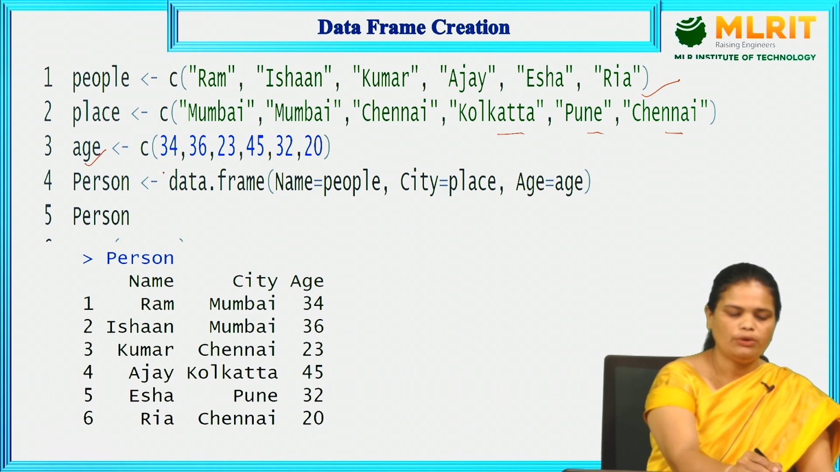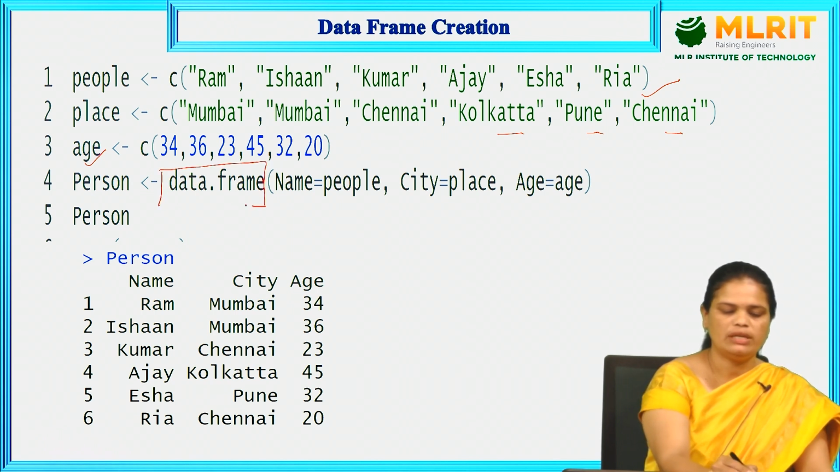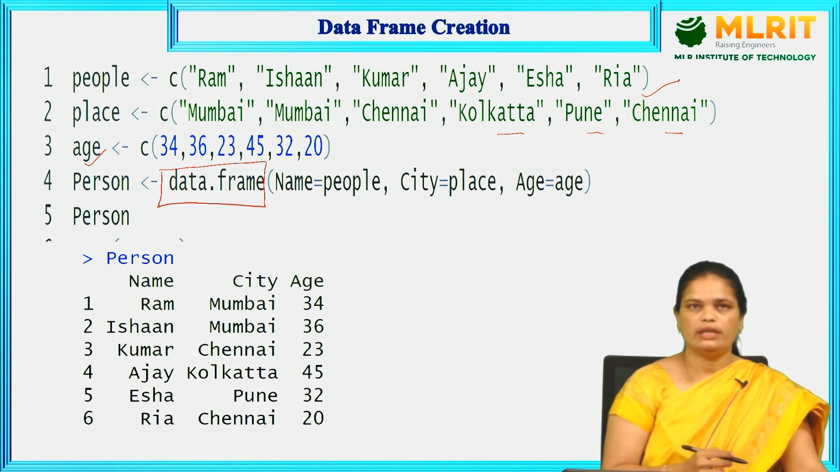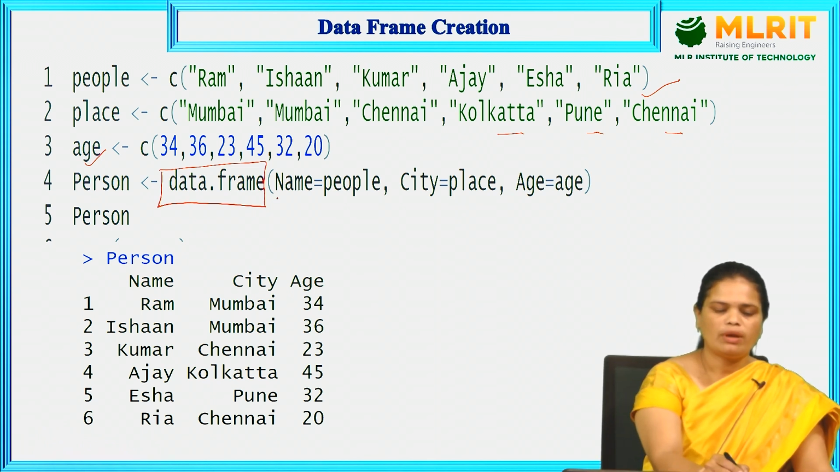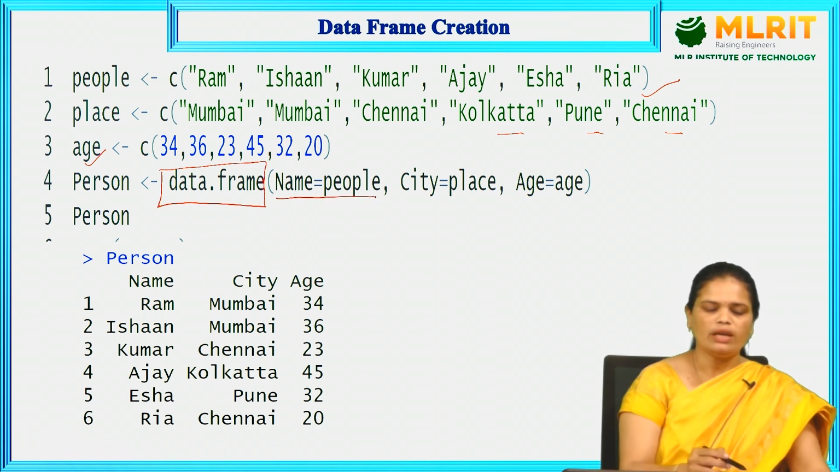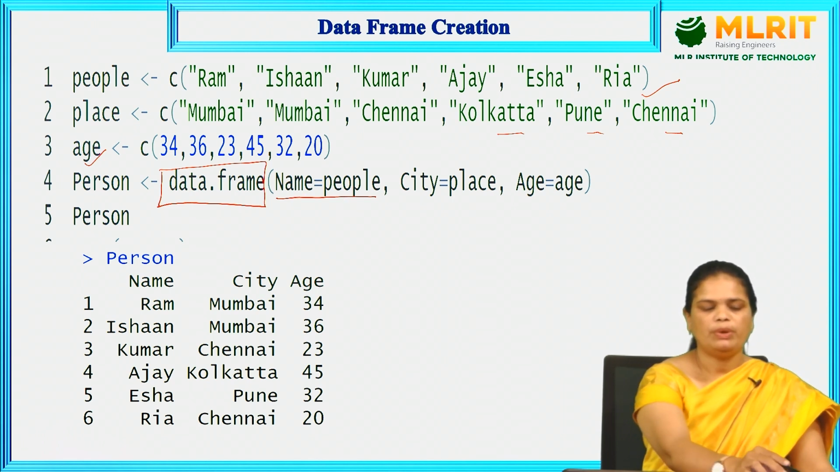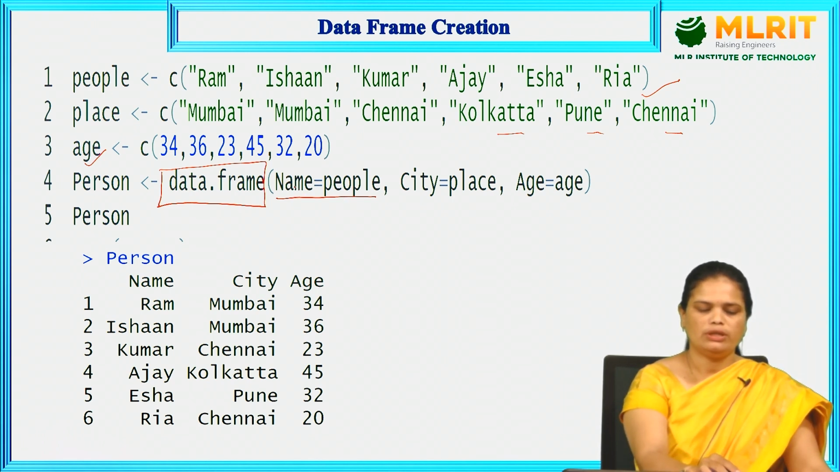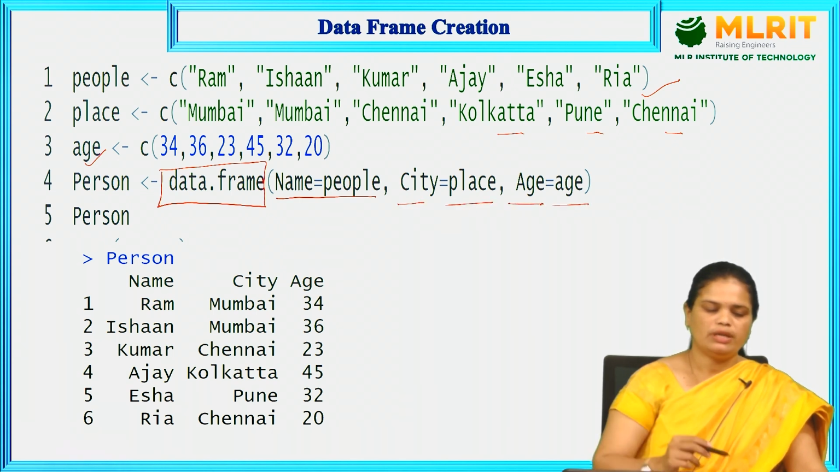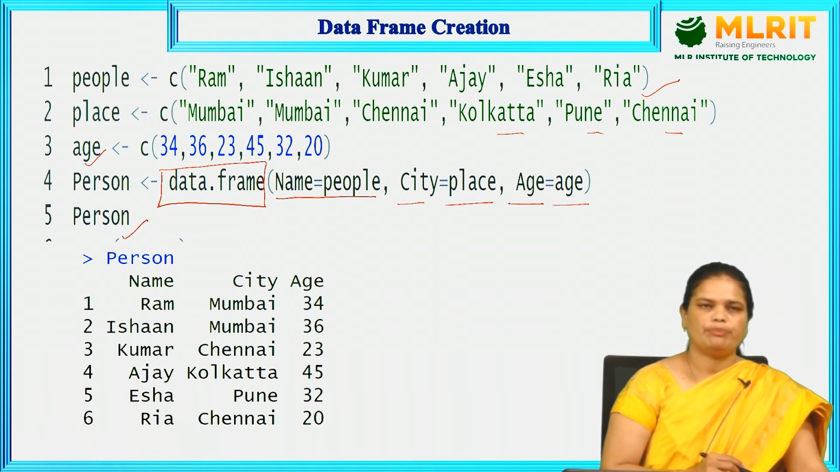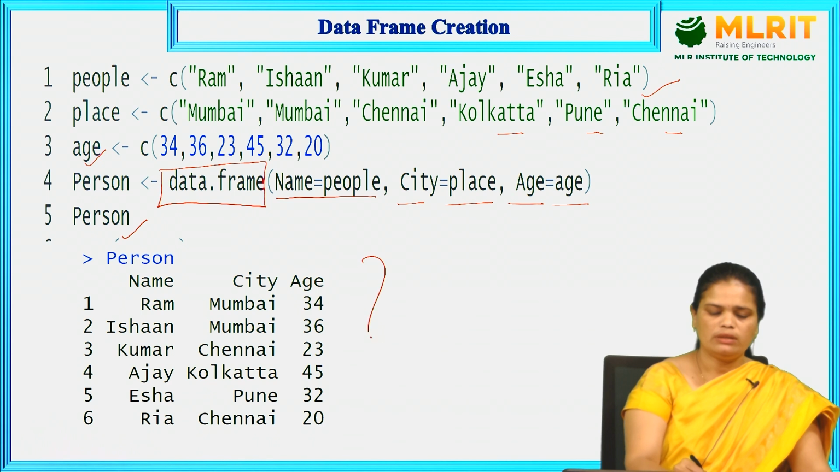Now I want to create a data frame. This is the built-in function we have to use for creating a data frame. And I am assigning names to the vectors. The people vector I am assigning to name, the place vector I am assigning to city, and the age vector I am assigning to age. Now I am trying to print the data frame. This is the output screen.